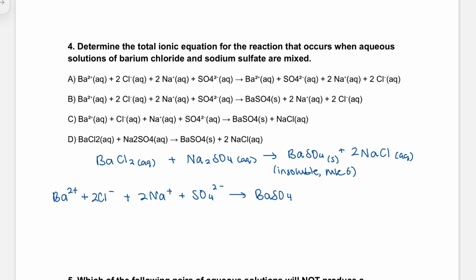So this one is still going to be barium sulfate solid and 2Na+ 2Cl-. And that is our total ionic equation, and this one matches option B.